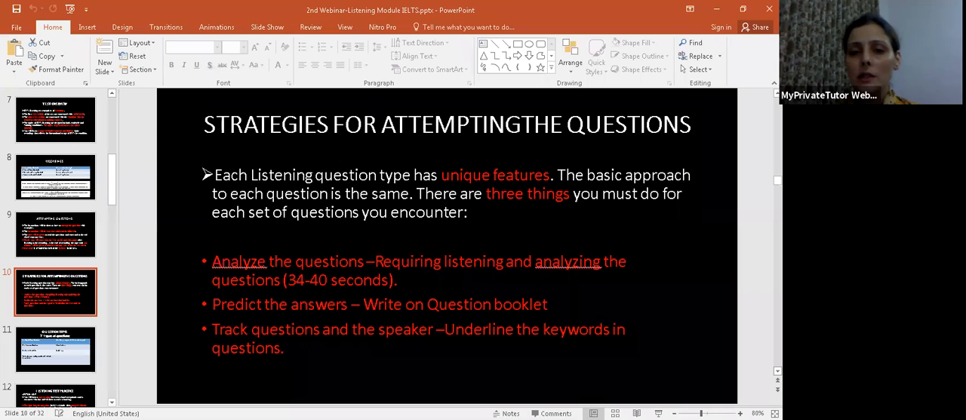Then, strategies for attempting the questions. You have to make a strategy for how you're going to attempt each question without wasting your time. Each listening question type has unique features. The basic approach to each question is going to be the same, but you have to proceed carefully with what the question is asking from you.